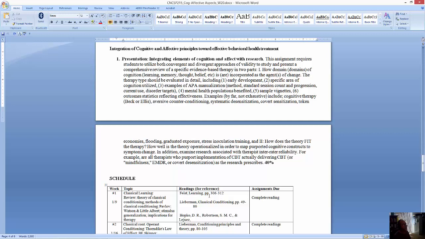And here are examples for those who purport implementation of CBT or mindfulness or EMDR or covert desensitization and so on and so forth. Do they indeed demonstrate inter-rater reliability? And of course, one would expect that a certain amount of inter-rater reliability would be established if they're following the procedures as prescribed.